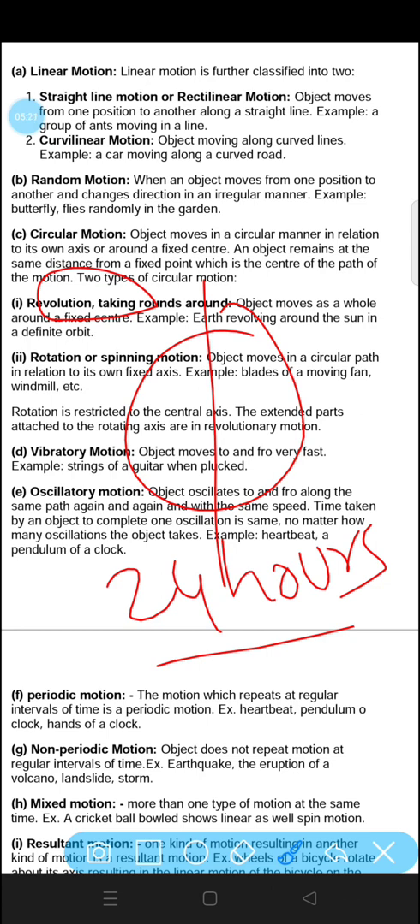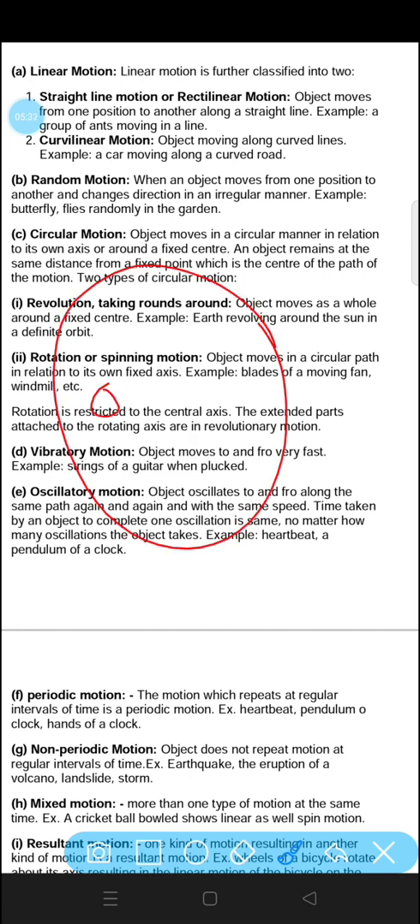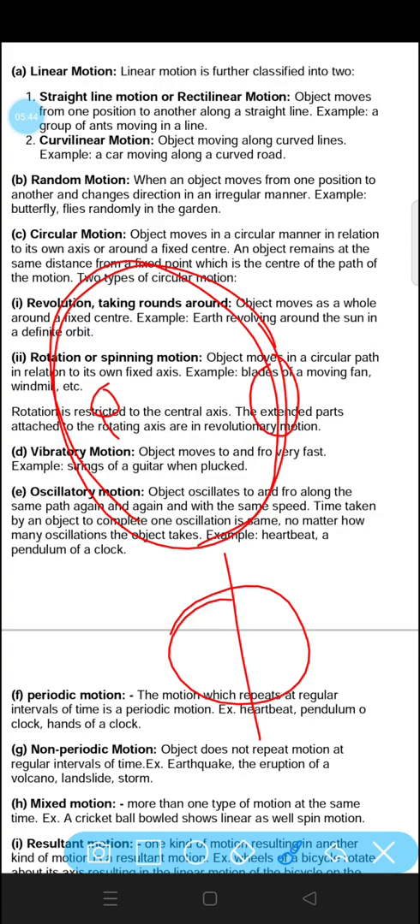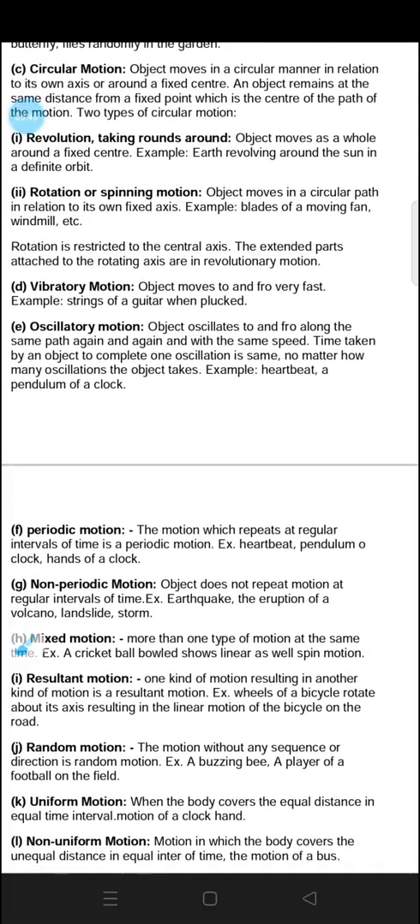So rotation means rotating on its axis. The earth will rotate like this. And revolution means the earth will rotate around the sun. This is the path where our earth will rotate around the sun. This is the sun and this is our earth. It will rotate around the sun. So this one is called revolution and rotating on its axis is called rotation. Now rotation is restricted to the central axis.